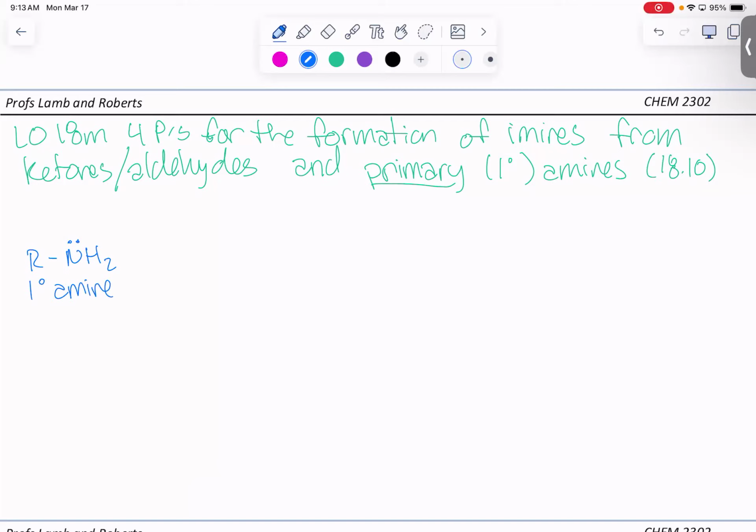You can do this with a lot of different types of amines, and this is going to be our nucleophile in the reaction. We can probably already predict that because we know that it has a lone pair of electrons, and amines, nitrogen-containing compounds, are often quite nucleophilic. The other part of our learning objective tells us the other compound that we're going to use is either an aldehyde or a ketone.